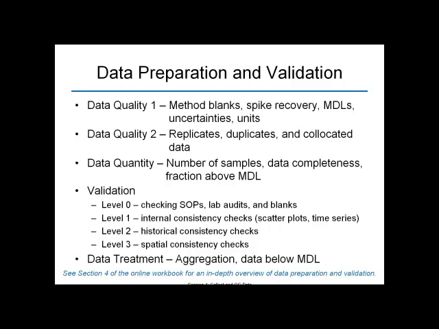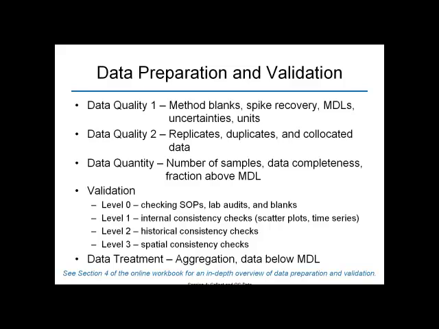Data completeness is just saying, some samples aren't going to come back valid for whatever reason, so you just need to make sure that you have enough data completeness to be representative of the sampling period that you're interested in, and also that you have enough data above your performance characteristics of method detection limits to have a usable data set. And then there's a whole bunch of validation steps, which we'll be talking more about in detail later, but basically as you go up in level, this is just saying that you have more confidence that the data set is correct. The level 0 ones are just making sure that the laboratory data is consistent with what you expected it to be.